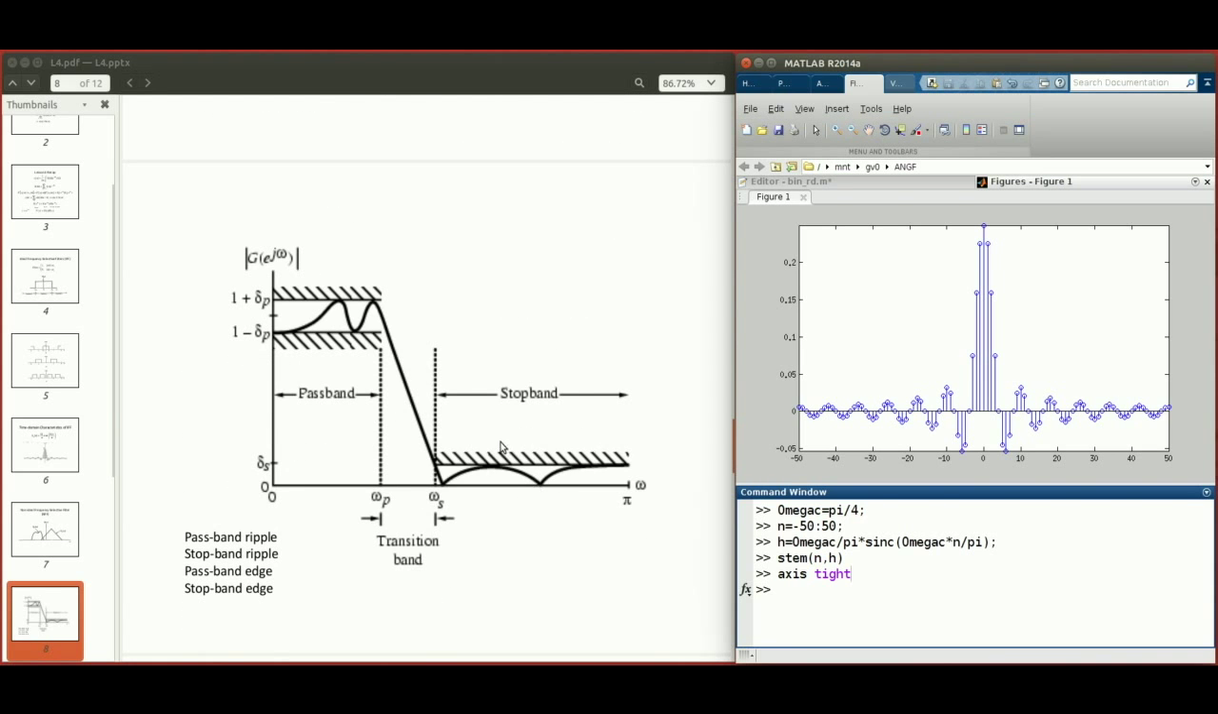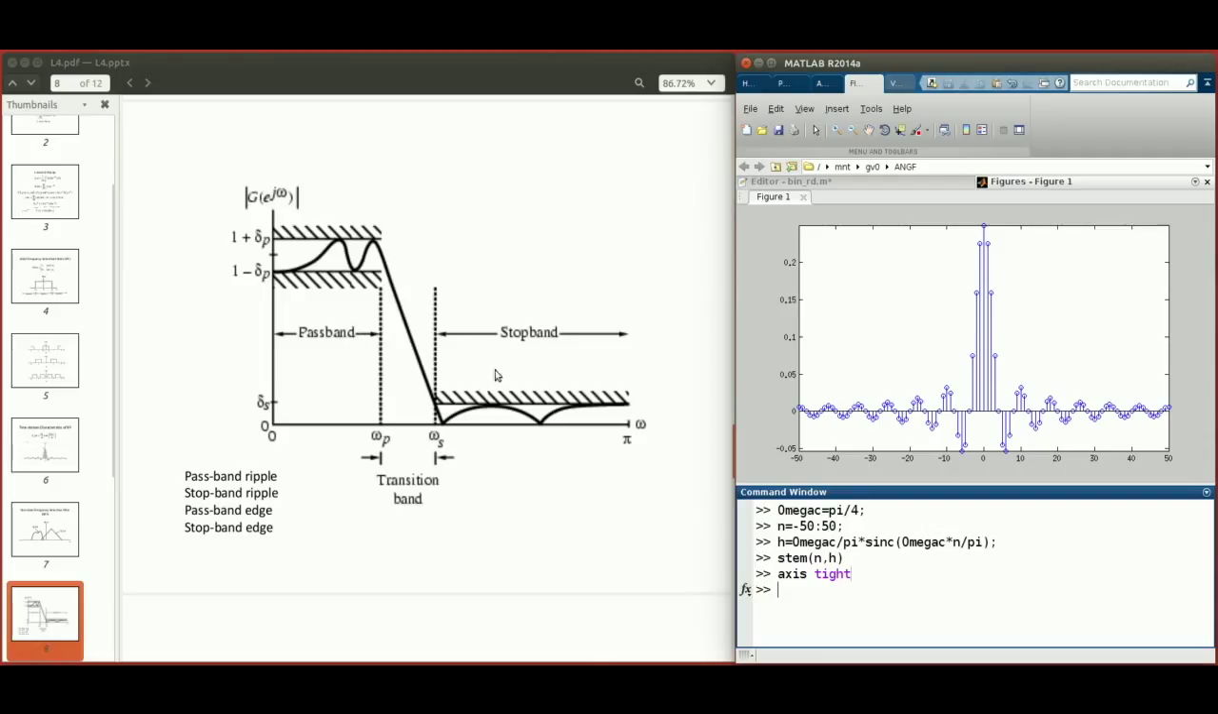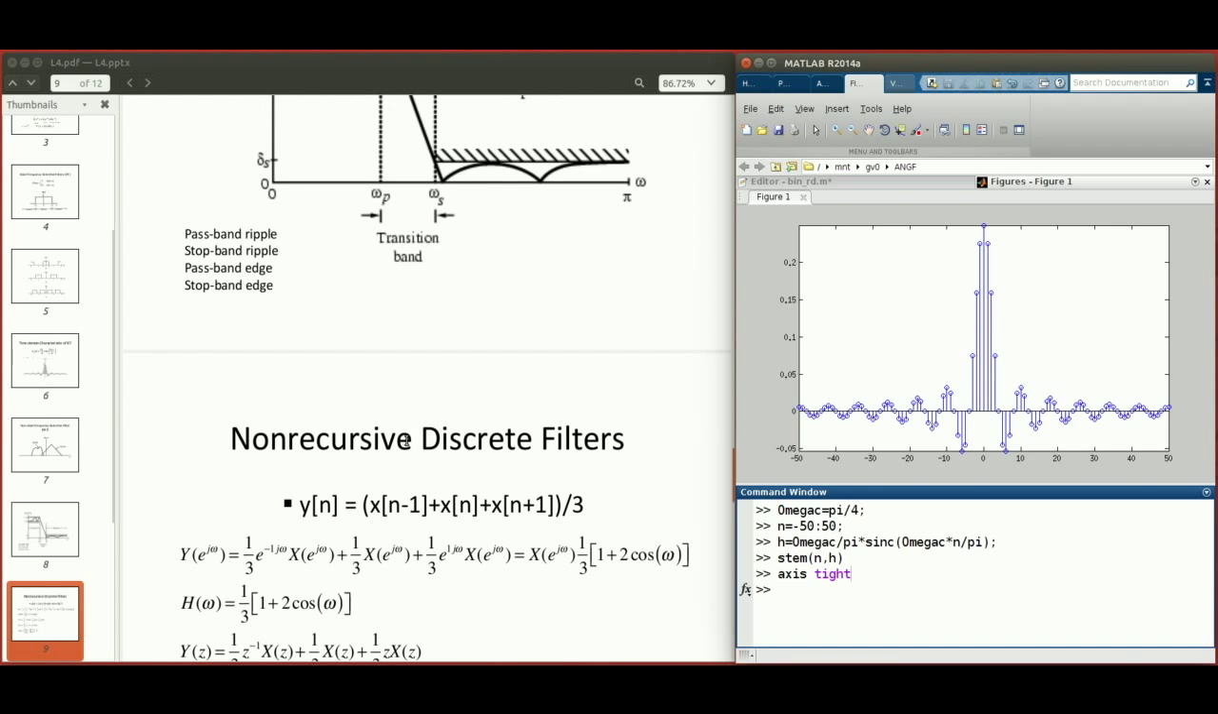And what I was telling you is that you can construct high pass and band pass filters by just shifting a low pass filter, basically by doing modulations in the time domain.